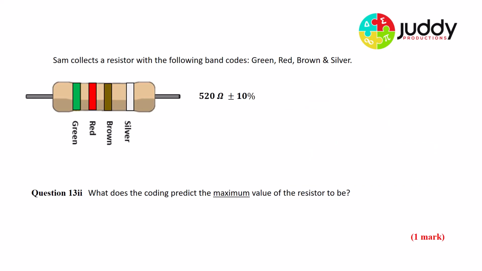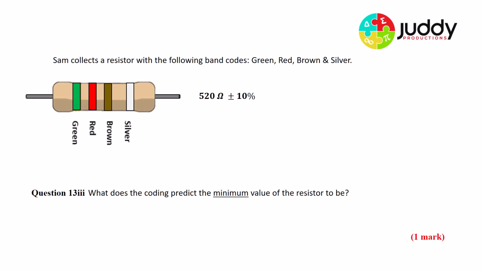Part 2, what does the coding predict the maximum value of the resistor to be? So previously we discovered the resistance was 520 ohms plus or minus 10%. So its maximum value will be the plus 10%. So we're starting at 520 ohms, we're going to add on 10%. Now a quick way of doing this, when we're adding 10%, is simply multiply the value by 1.10. Multiplying by 1 will return the same answer. The 0.1 will add on an extra 10%. So 520 times 1.10 on our calculator gives us a maximum value of 572 ohms.